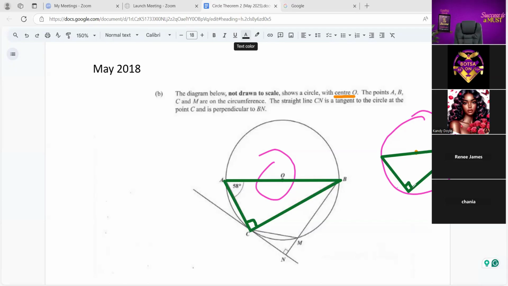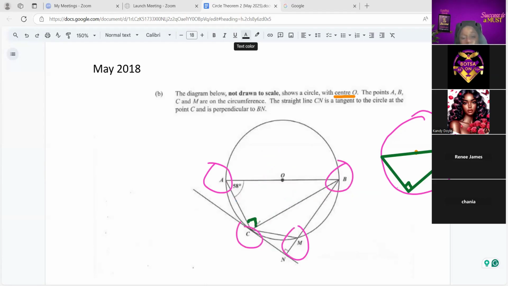The next part, sorry about that. It says A, B, C and M are on the circumference. That is also hinting at another rule. Did anybody figure it out? It said that A, B, C, and M are on the circumference. That is actually a rule. Which one is it? Anybody? I'm trying to help you all think for yourselves, because it's one thing for me to tell you, but when you have to think, eventually you will realize. Cyclic quadrilateral. Yes, it is a quadrilateral, but it's actually hinting at the cyclic quadrilateral.